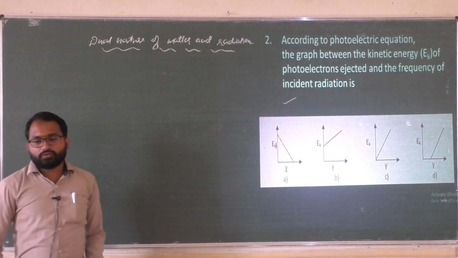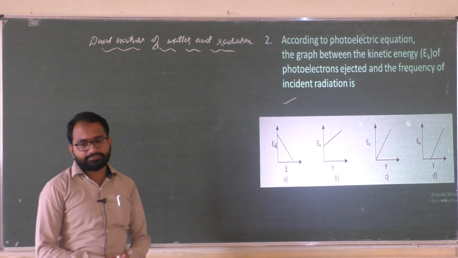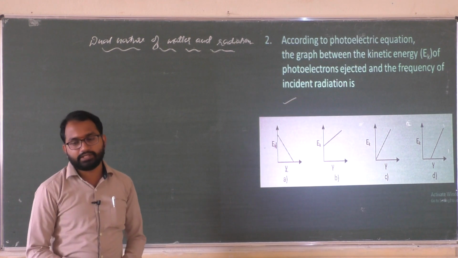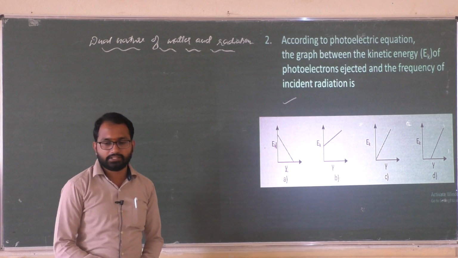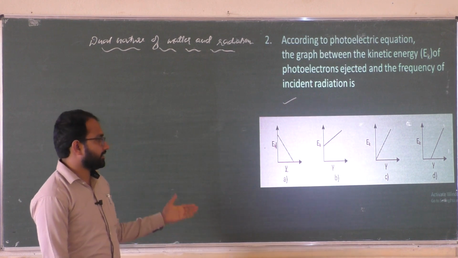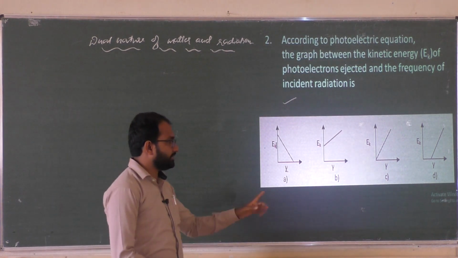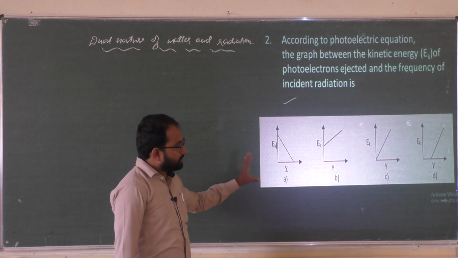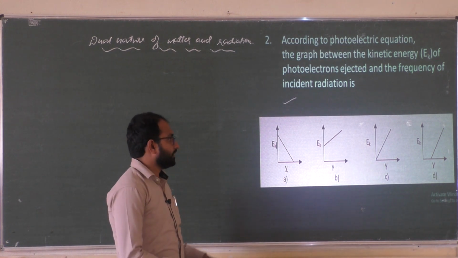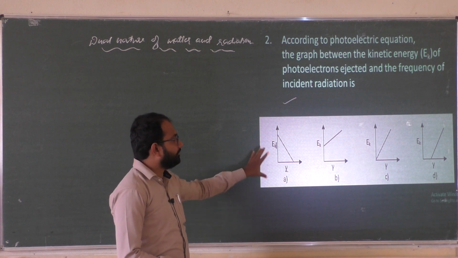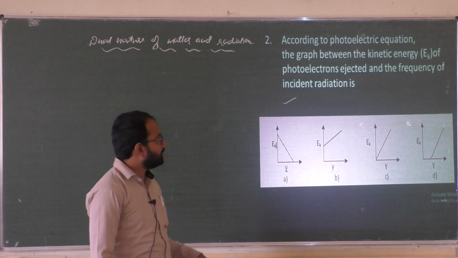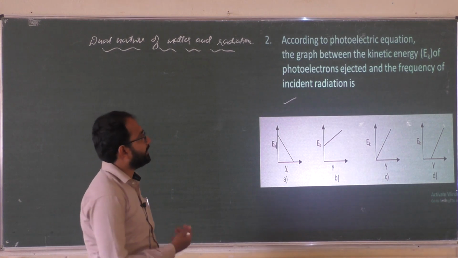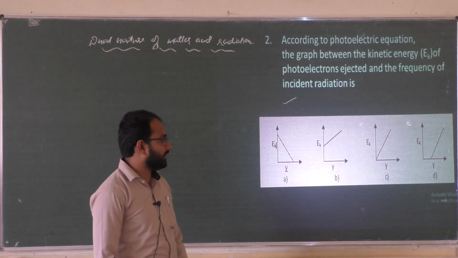According to the photoelectric equation, the graph between the kinetic energy of photoelectrons ejected and the frequency of incident radiation is. Four options are given, four graphs are given, A, B, C, D. All the graphs tell about the variation of the maximum kinetic energy of emitted photoelectrons with respect to the frequency.